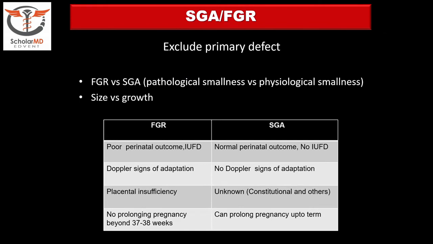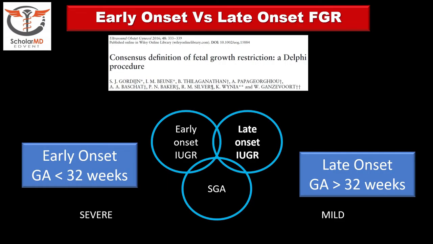How to differentiate FGR and SGA, that is pathological smallness and physiological smallness. This has been covered by the previous speakers, but just to recapitulate, FGR has poor perinatal outcome, SGA has good perinatal outcome. In FGR, Doppler signs of adaptation are seen because of placental insufficiency. In SGA, no Doppler signs of adaptation because placental insufficiency is not known. FGRs will deliver around 37-38 weeks. SGA could be carried on till term, till 40 weeks.